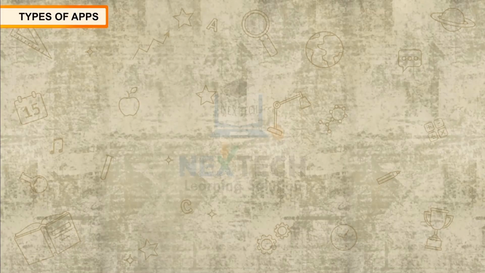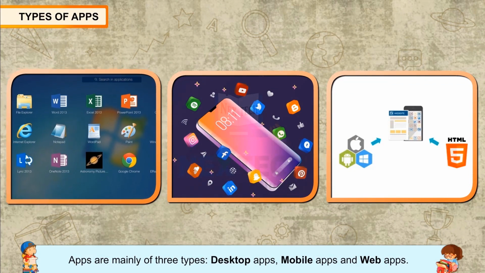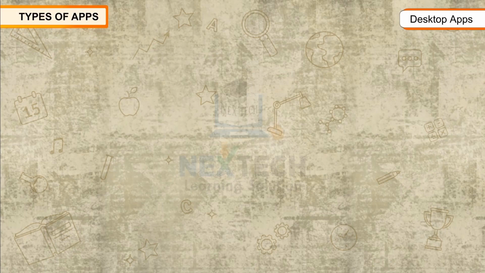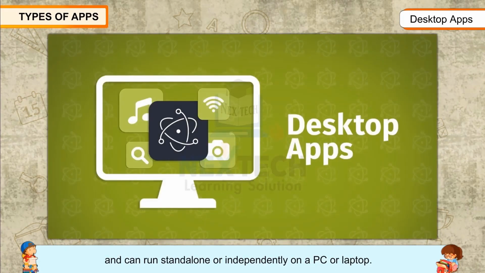Types of apps. Apps are mainly of three types: desktop apps, mobile apps, and web apps. Desktop apps. Desktop apps can be used only with PCs, laptops. Generally, they do not need internet access and can run standalone or independently on a PC or laptop.